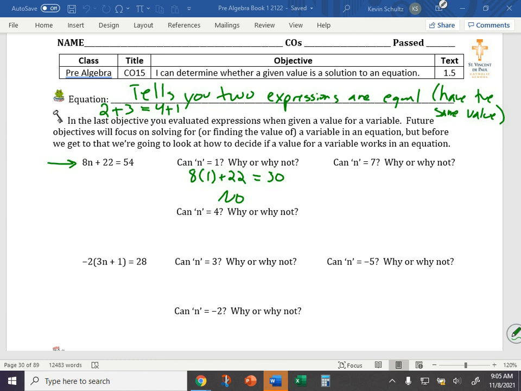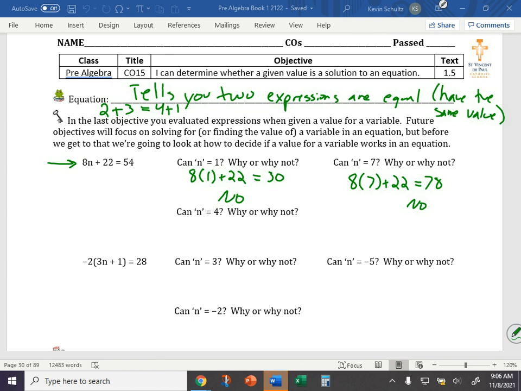How about 7? Can n be 7? Is 8 times 7 plus 22 equal to 54? No. What is 8 times 7 plus 22? 8 times 7 is 56, plus 22 gives us 78. That is not 54. So n can't be 7.